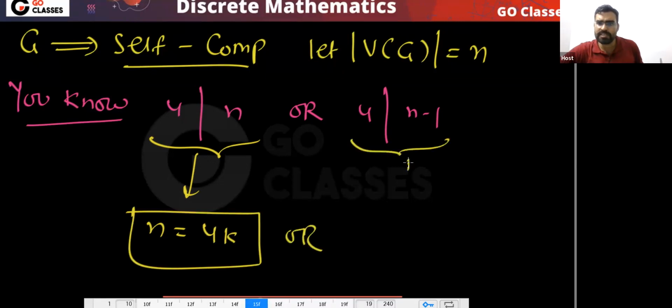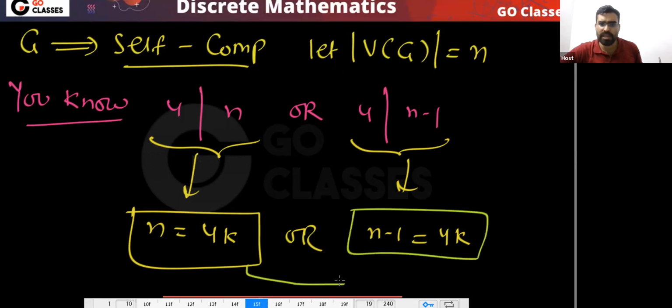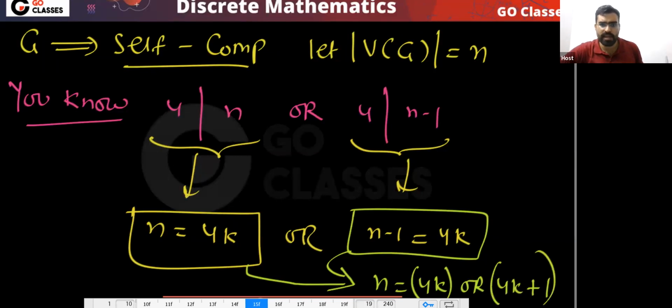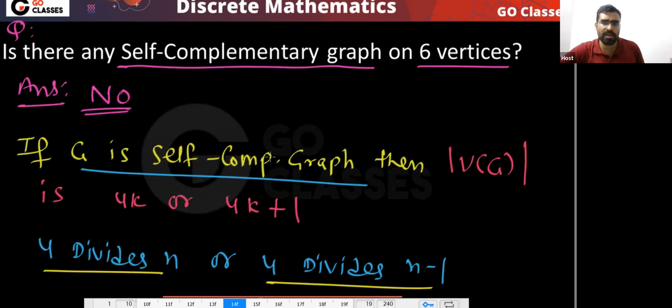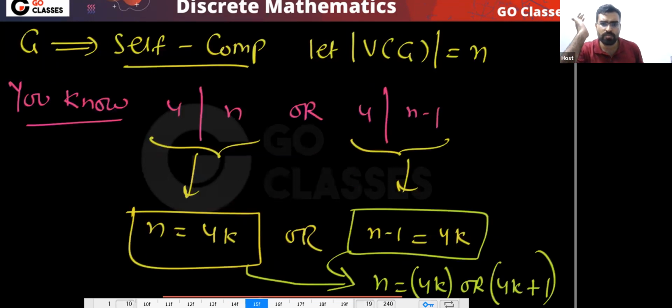Or 4 divides n minus 1, what does it mean? It means n minus 1 is equal to 4k. So n is equal to 4k or 4k plus 1. So from this and this, what can I say? I can say n is equal to 4k or 4k plus 1. So either n should be a multiple of 4, or when you divide n by 4, the remainder should be 1 or the remainder should be 0. Correct? Yes or no?